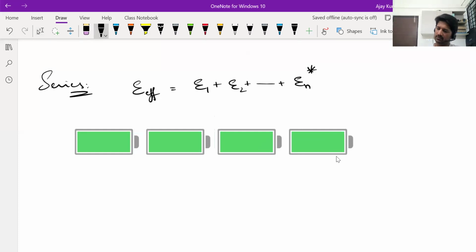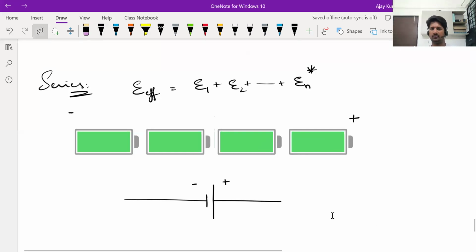And you see, this is a positive terminal, this is a negative terminal. Then for the effective cell, that side will be positive, this side will be negative. You can't draw it in reverse. You calculate the effective EMF, but you write the effective cell in reverse, then the whole thing will go wrong. That polarity also you have to keep in mind.